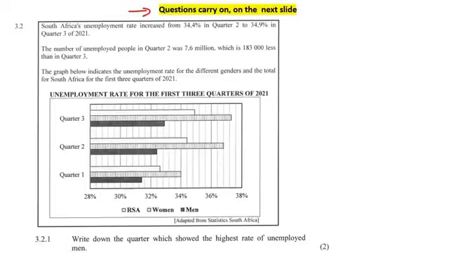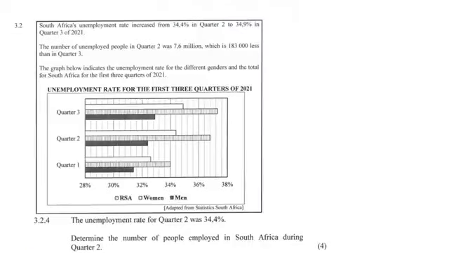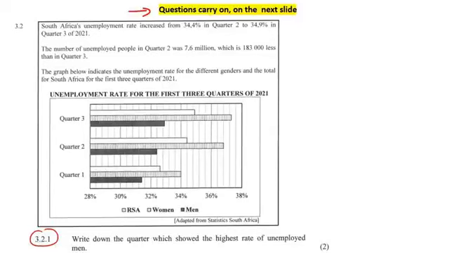So here we have the first question. Then there's a second one, a third one, and a fourth one. Okay, let's start. So let's try to understand this. It says South Africa's unemployment rate increased from 34.4% in quarter 2 to 34.9% in quarter 3.